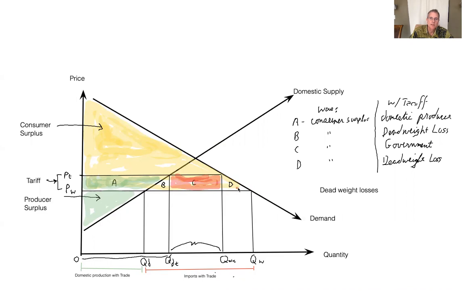So it's really this triangle and this triangle that are the items that upset traditional economists in trade theory, because those are the dead weight losses. That's money that is lost to the system, whereas A is basically a transfer from consumers to producers, and C is a transfer to the government, and then the government has to either give that money to consumers or give that money to producers, and so that's not lost. It's B and D that are the problems.